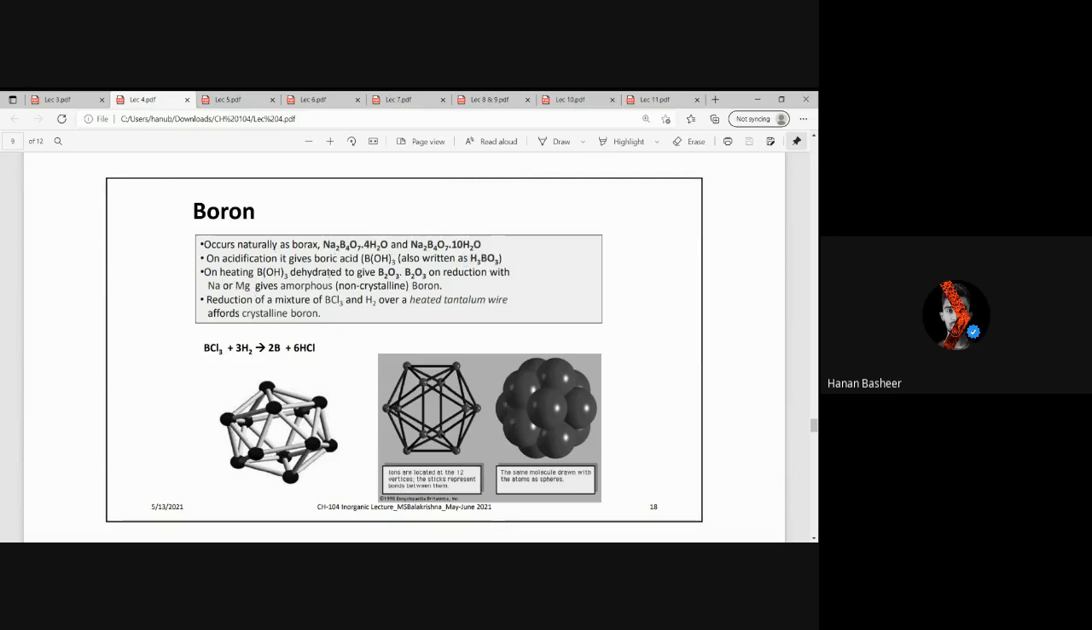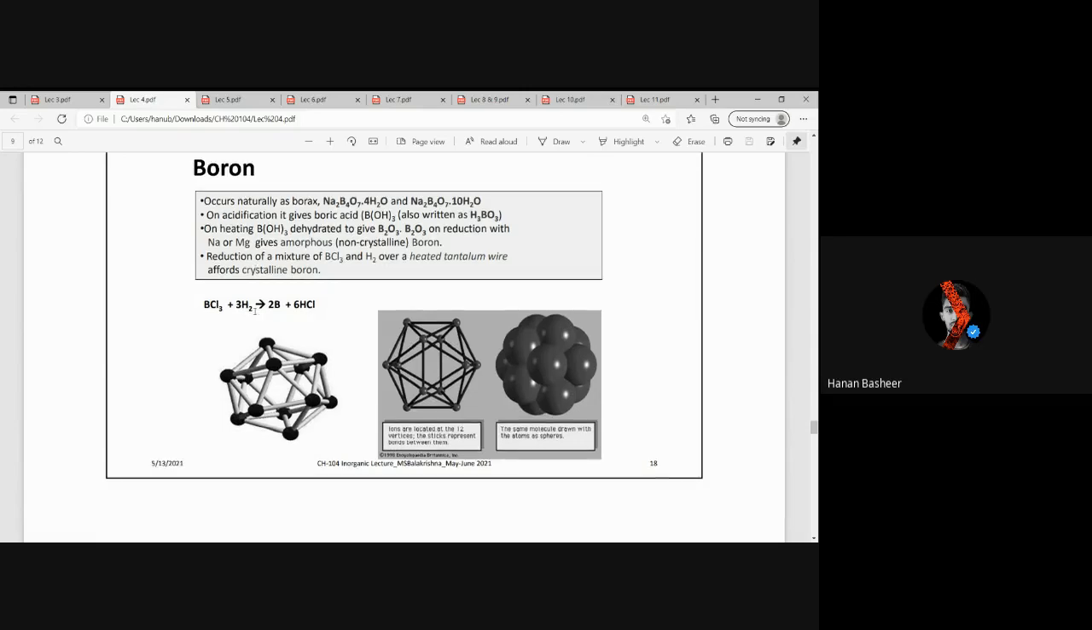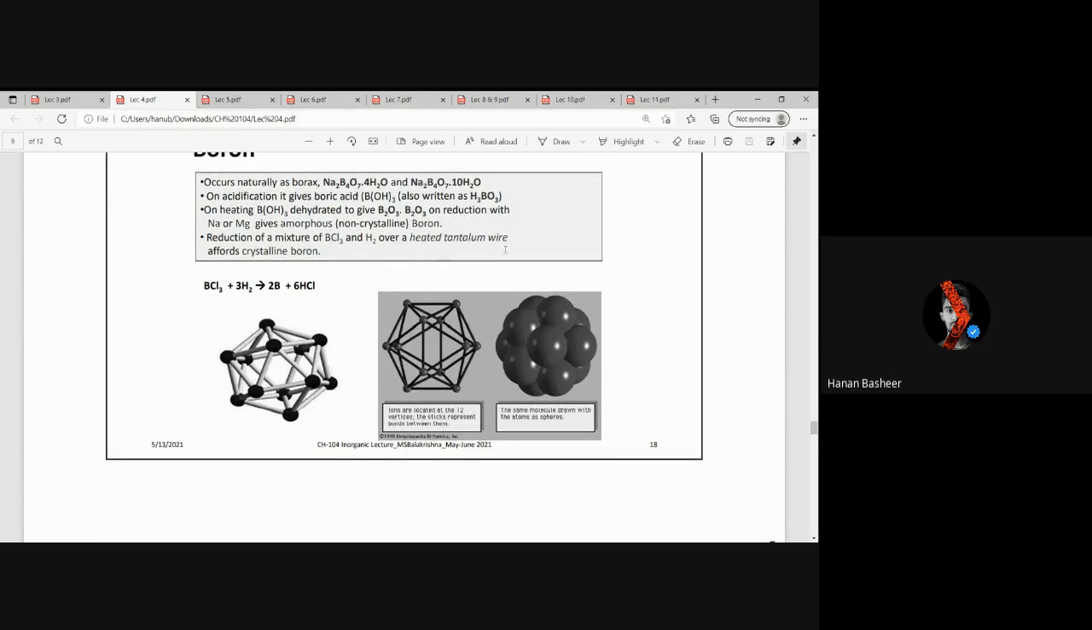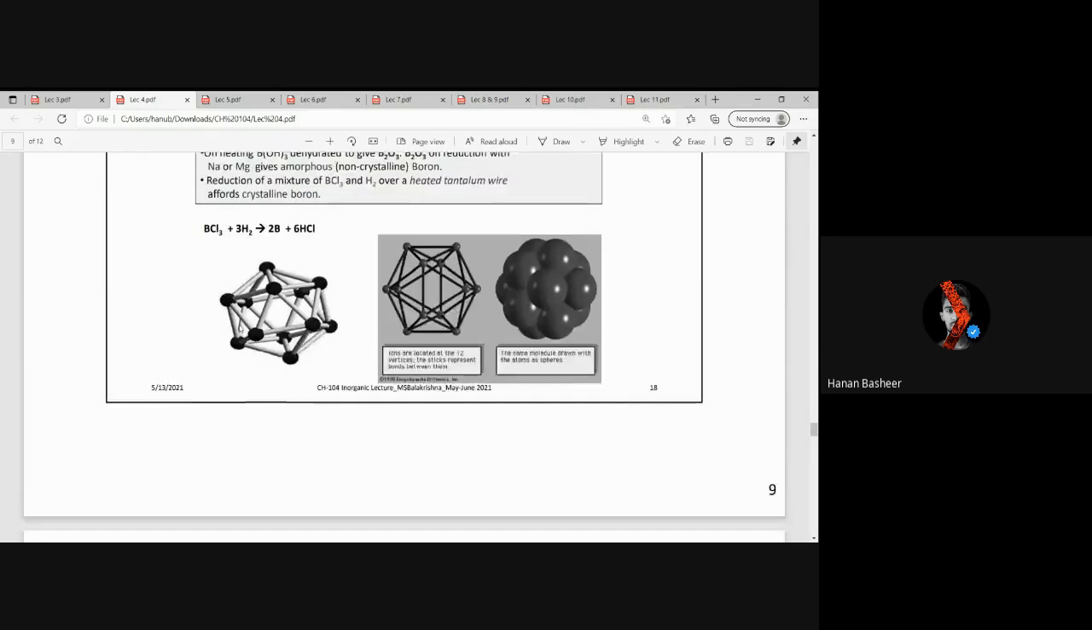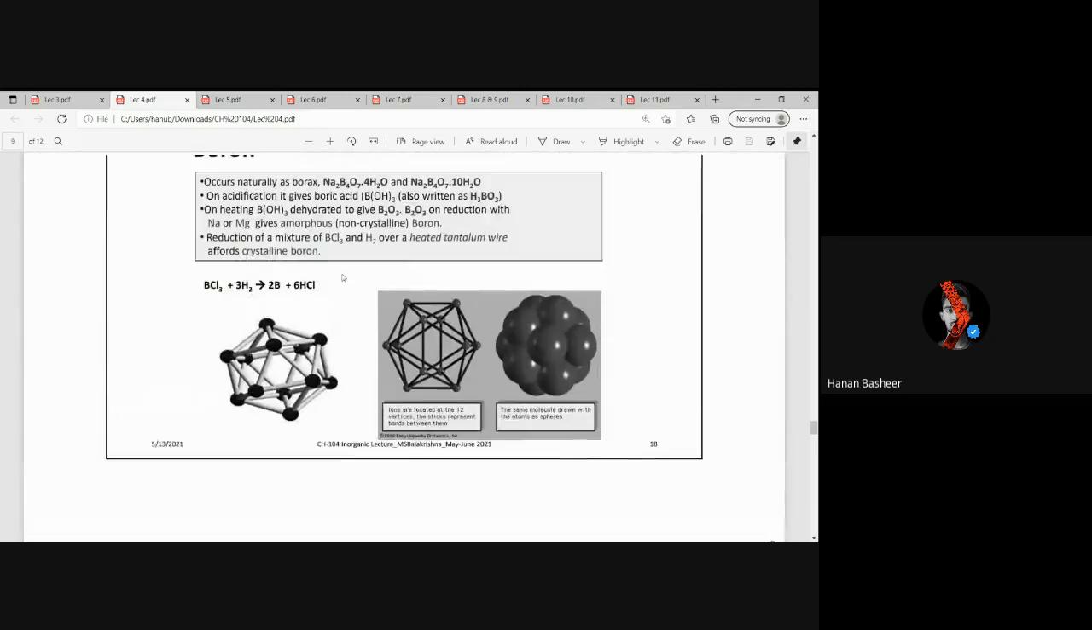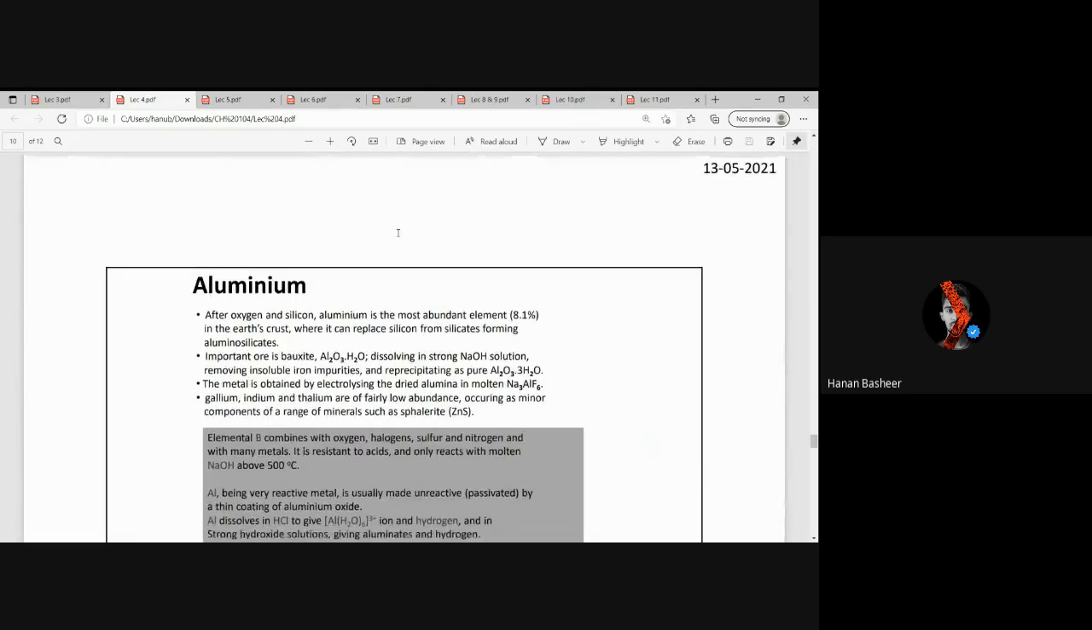And on heating, B(OH)3 dehydrates to give B2O3, and then B2O3 on reduction with Na and Mg gives amorphous non-crystalline boron. And reduction of BCl3 over H2 with a heated tantalum wire offers crystalline boron. So this is the method of getting the crystalline boron. This is the method of getting the amorphous boron.